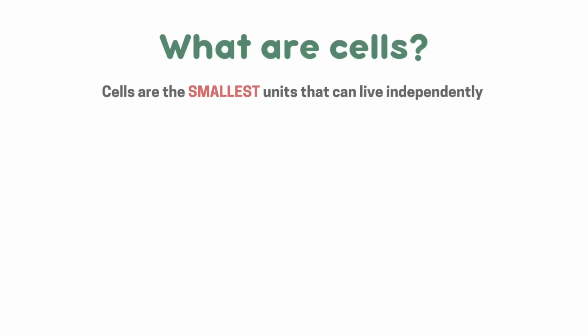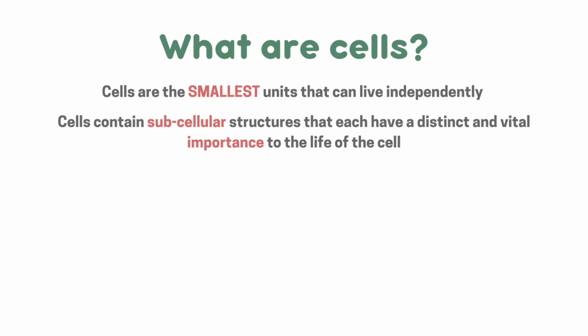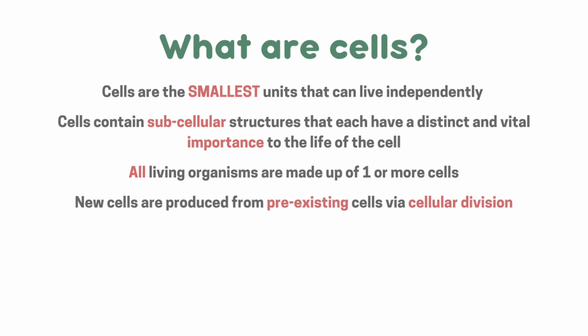Cells are the smallest units that can live independently. Cells contain subcellular structures that each have a distinct and vital importance to the life of the cell. All living organisms are made up of one or more cells. New cells are produced from pre-existing cells via cellular division, so this includes mitosis and meiosis. And that's the overview of cells. Now we're going to dive deeper.